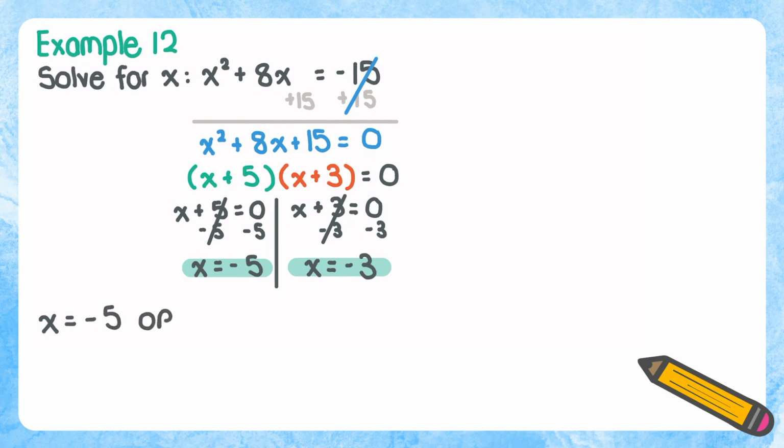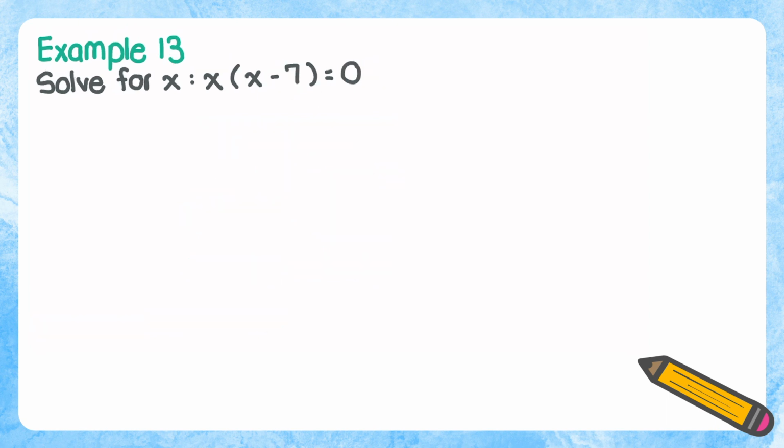So I wanted to go over this example just to show you guys what it would look like if you don't have a constant term on the left side of the equation. But once you get over that part, the rest is pretty similar to what we've been doing. And then what if we have something like x times x minus 7 equals 0? It's actually still the same process. We can still use the zero product property, because notice that it's still a product.